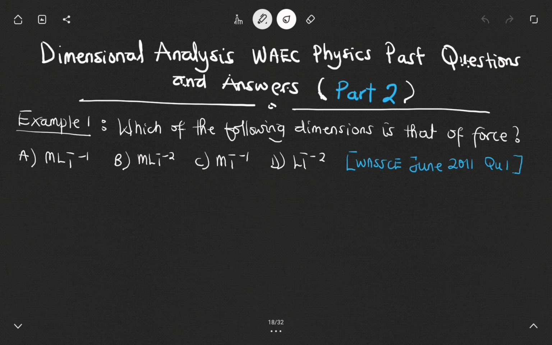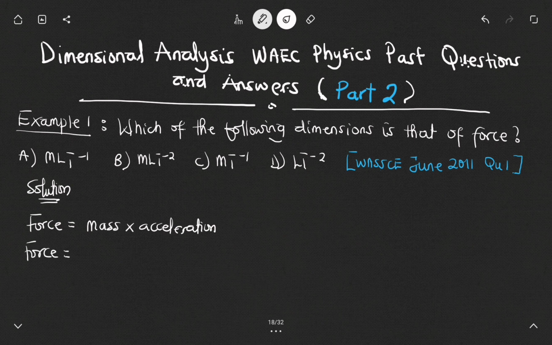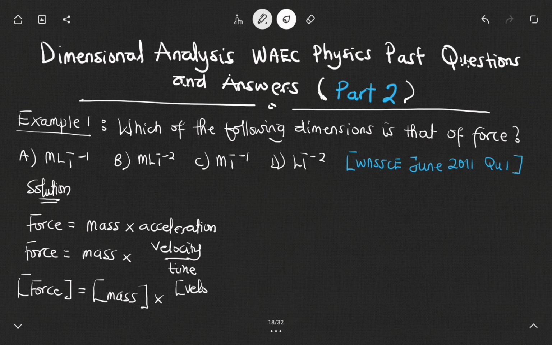All right, so let's have a look at the solution for this problem. So we write down our solution. They ask which of the following dimensions is that of force. Force can be given mathematically as the product of mass times acceleration. Now you know that acceleration is velocity over time, or the time rate of change in velocity. So when we are finding the dimension for force, that will be equal to the dimension of mass multiplied by the dimension of velocity over the dimension of time.